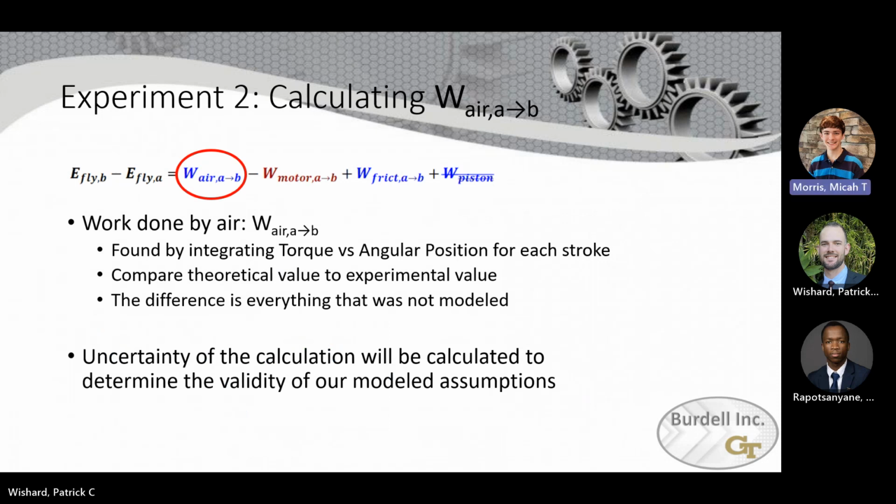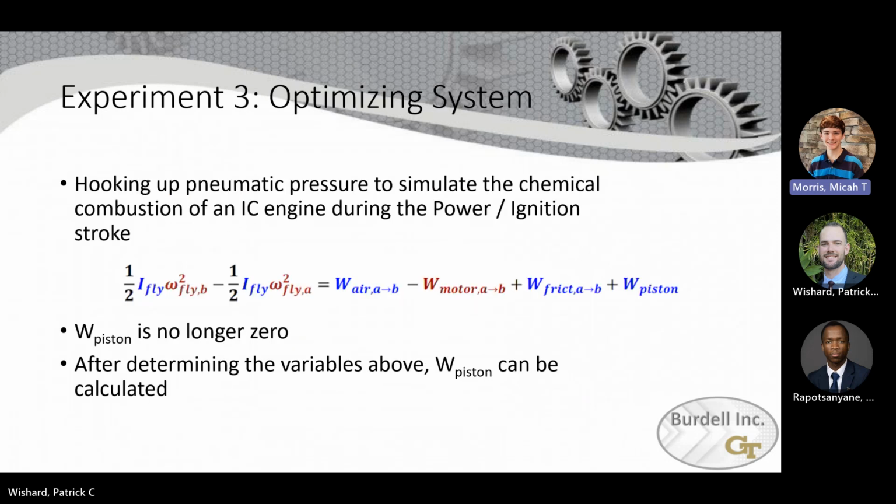So from there, we are able to integrate the torque versus position for each stroke and calculate the value of work done by air for each stroke. And we can compare that to our theoretical model and calculate the uncertainty. And any differences between the theoretical and experimental will be anything that we did not model in our initial assumptions.